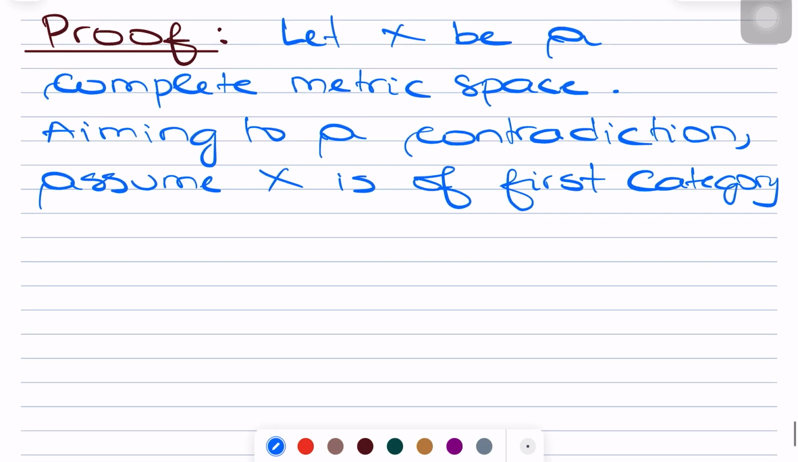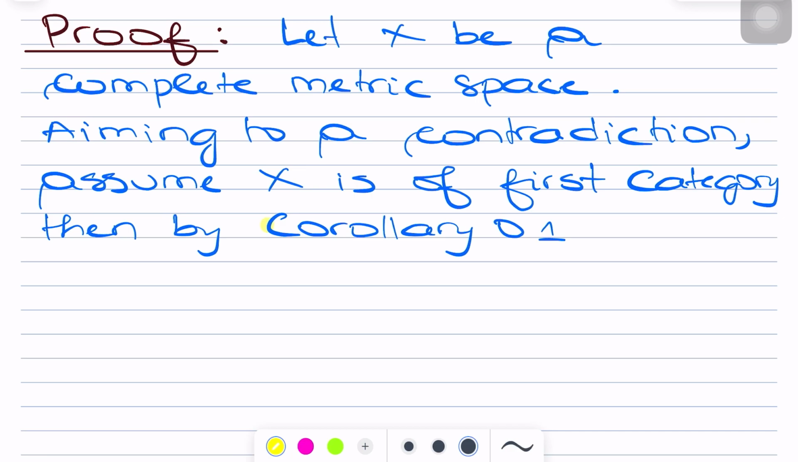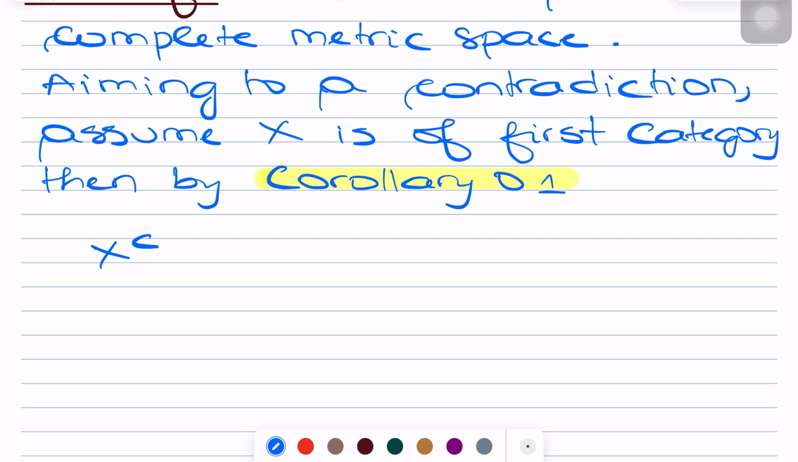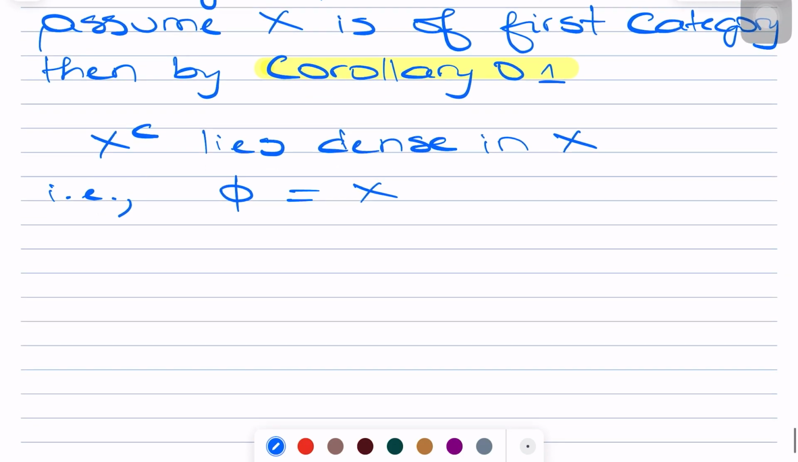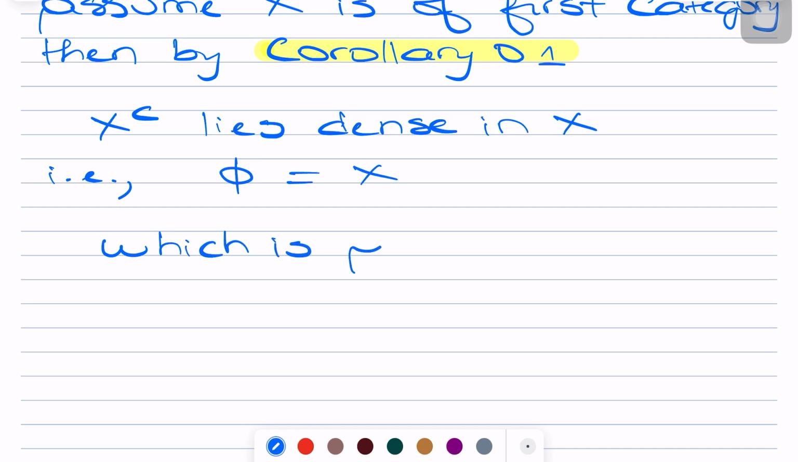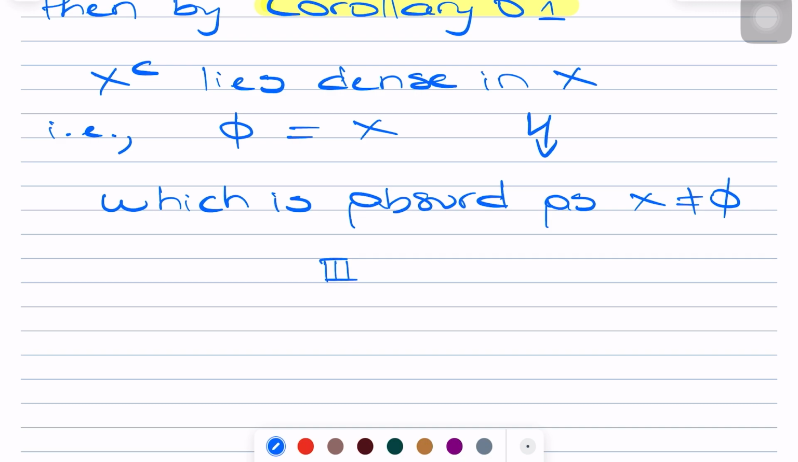Then by Corollary 0.1, the complement of X lies dense in X. So basically what you are saying is that the empty set is dense in X, which is absurd. So this ends this proof.